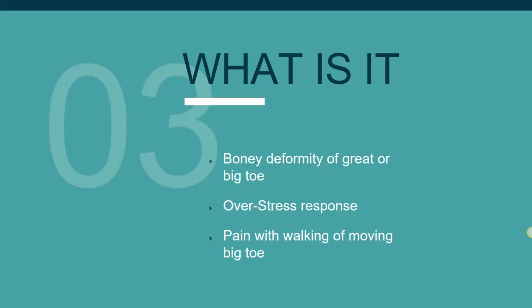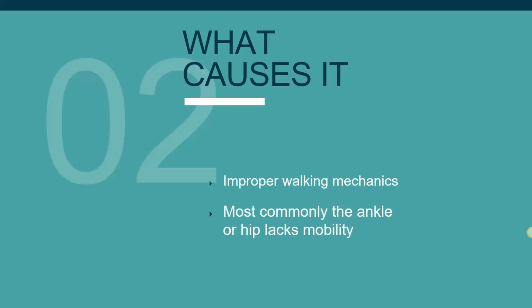Usually we have pain with walking or moving the big toe. So what causes it? That's a really deep question. We're going to say improper walking mechanics, most commonly the ankle and the hip. You'll see people walking like a duck. The duck walk is usually what's creating the bunion and the stress response.